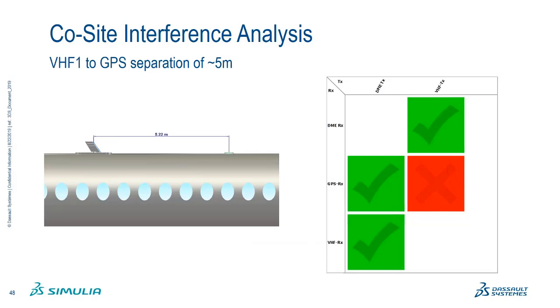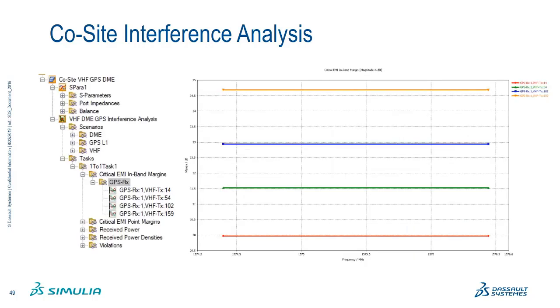So we could try increasing the distance between the antennas to around 5 meters, but unfortunately the result is the same. There's still an interference issue indicated by the red square. So let's again check the interference margin. Well, the same channels are causing interference, and channel 159 is still the worst case, but separating the antennas has reduced the margin from 41.25 down to 34.57 dB. But it may be difficult to find an antenna location to provide an additional 35 dB or so of isolation, so we probably need a different approach.